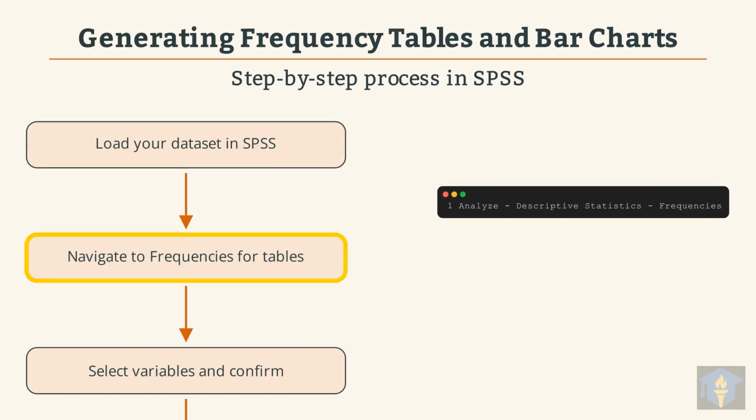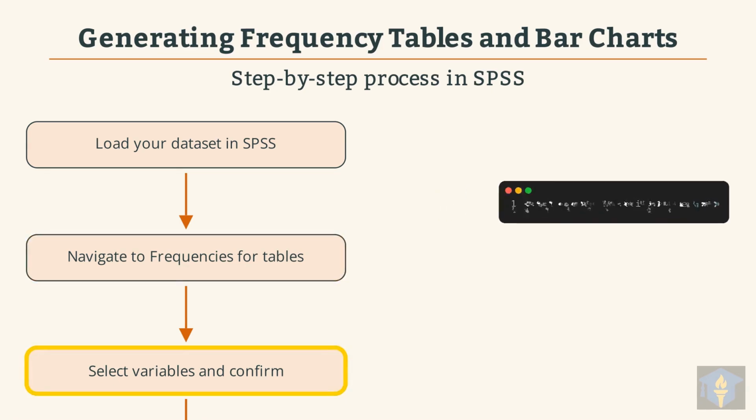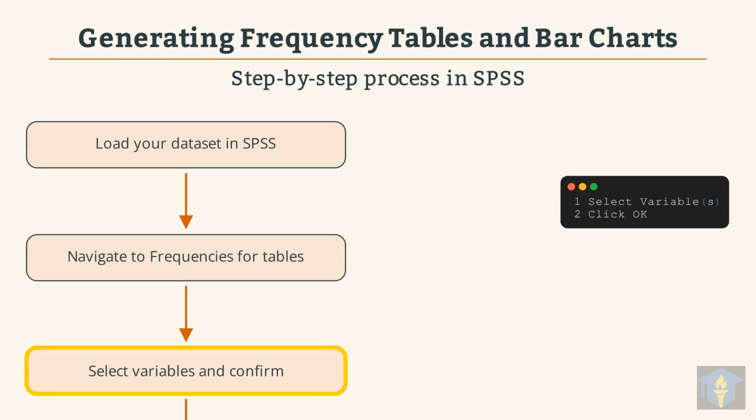After loading, you will navigate through the SPSS menus to find the Frequencies option for tables. You will go to Analyze, then Descriptive Statistics, and finally select the Frequencies command. Next, you need to carefully select the variables you wish to analyze and then confirm your choice. Simply select your desired variable or variables from the list, then click OK to proceed.